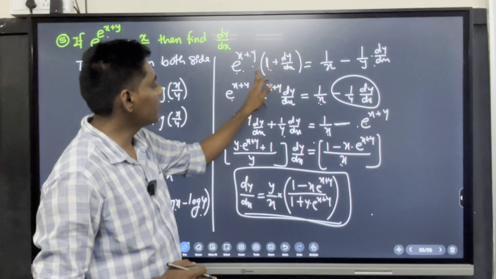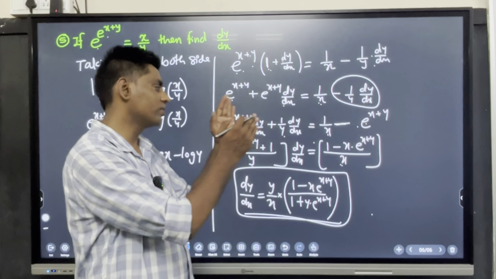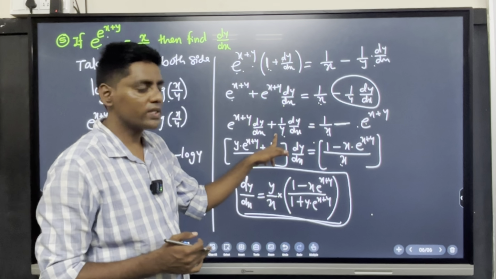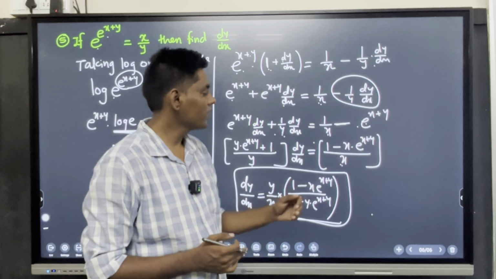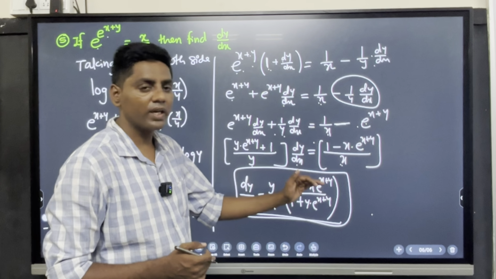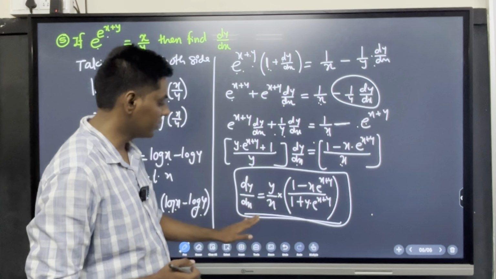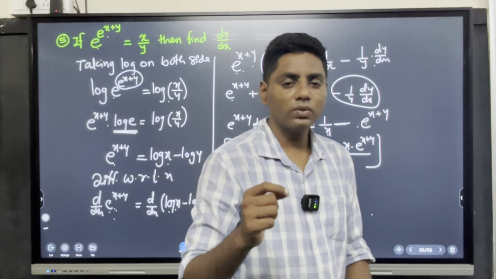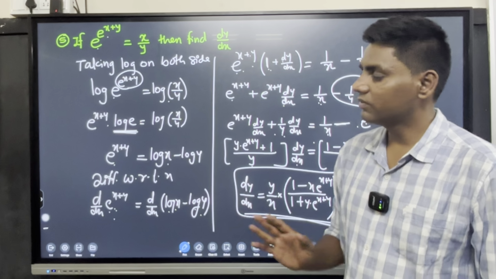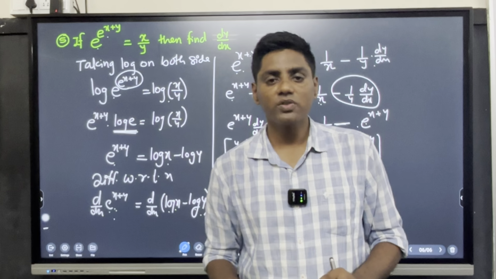Simple bracket expansion, and after the bracket expansion, take all dy by dx terms to the left hand side and non-terms to the right hand side, taking dy by dx common. Simple, performing the cross multiplication, and this term on the left hand side completely goes to the next side, and we get the final answer. So in such a way we complete the 5 most important questions. Remember that these are the 5 questions.